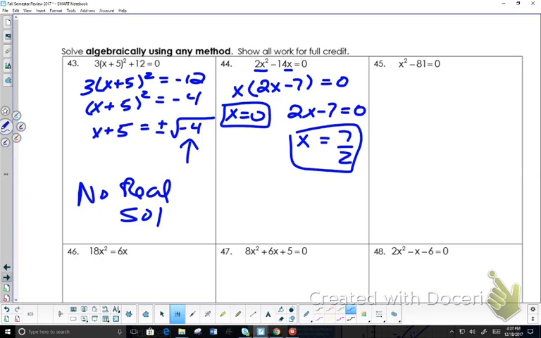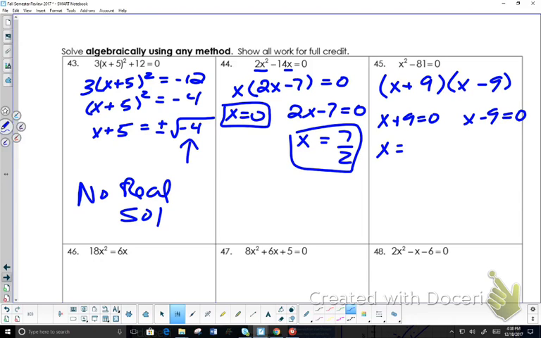Whenever you have two terms and they both have something in common, you can factor it out. This is that difference of squares scenario. So (x plus 9)(x minus 9). So I got x plus 9 equals 0, x minus 9 equals 0, x equals negative 9, x equals positive 9. You could write this as x equals plus or minus 9.